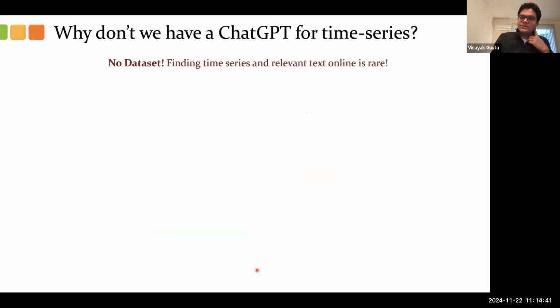So again, we fall back to the question, why don't we have a ChatGPT for time series? ChatGPT can do all this stuff for images. ChatGPT can do all this stuff for text. Why don't we have a ChatGPT for time series? We did extensive research on why we don't have it yet. And we found that there is no such data set. So if I give you a time series and ask questions about it, how can any large language model answer it if it was not trained on it at all? So there is no data set for this task. And it seems so reasonable and yet so important.